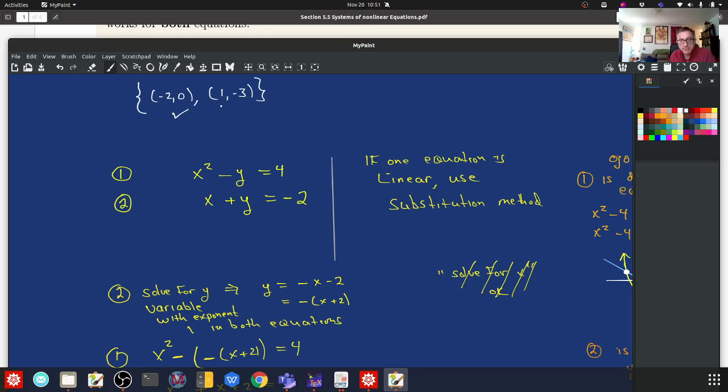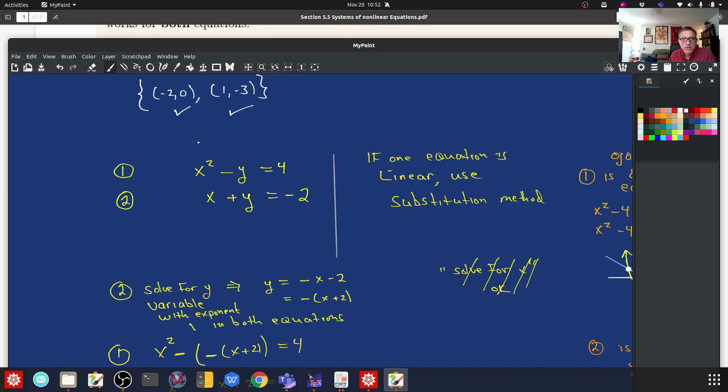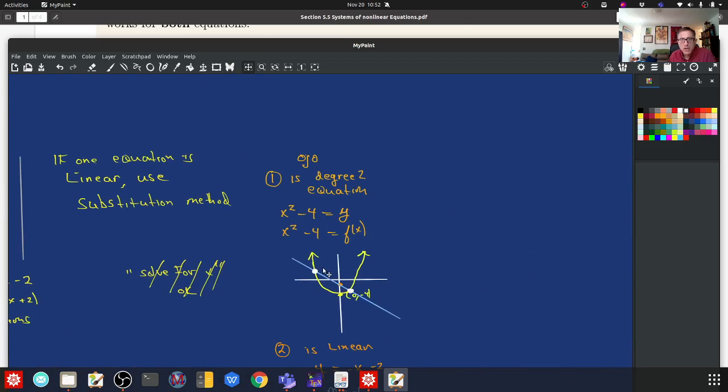Now let's go up here and plug in 1 and minus 3. So 1 squared minus a minus 3 is 1 plus 3, that's equal to 4. So it checks out in the first. What about the second? 1 plus a minus 3 is minus 2. So both of those work. So my solution set is the two ordered pairs, minus 2 and 0, and 1 and minus 3. So my sketch of the graph was off as to where the actual points occurred, but in the end, I did have indeed 2 points.